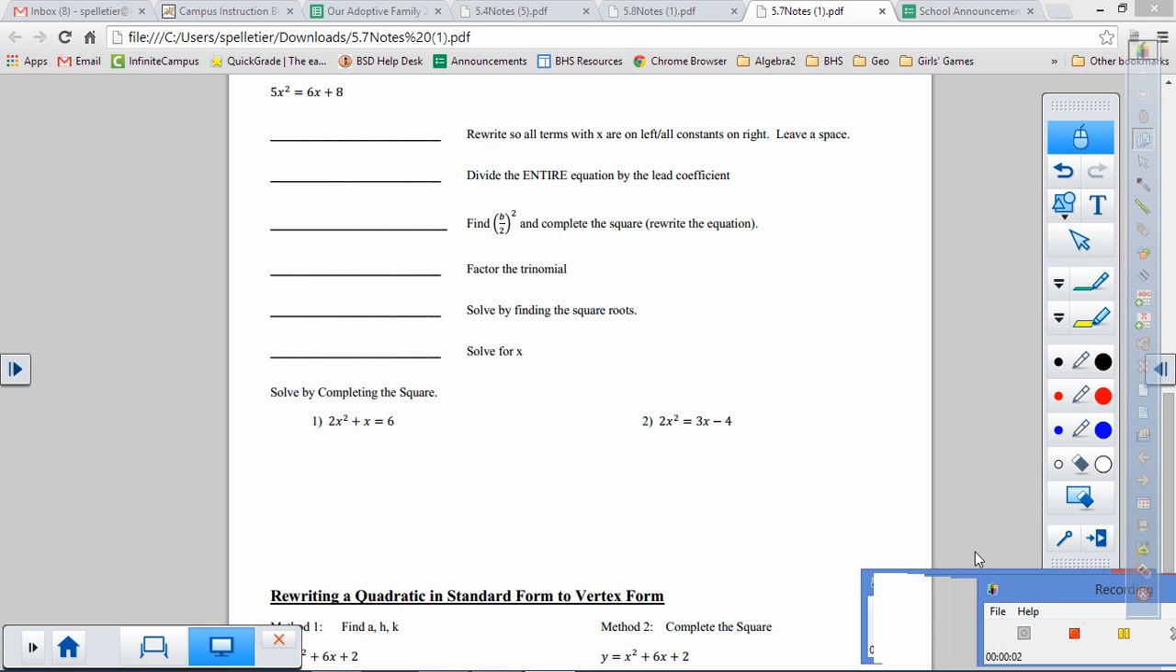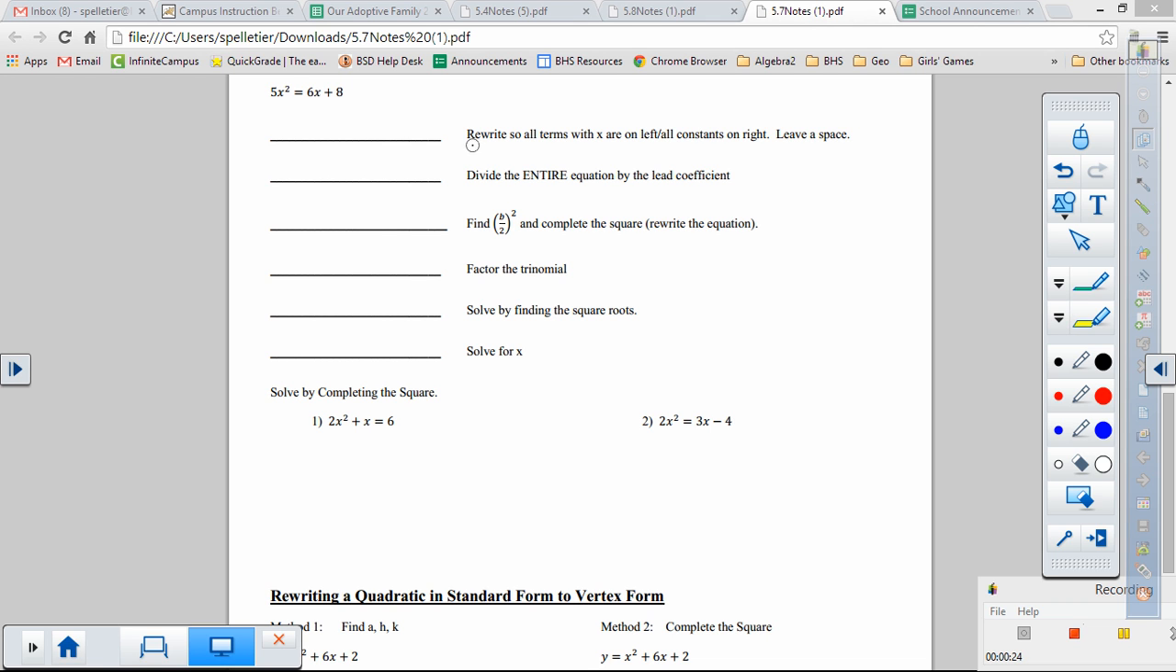Okay, so now we're going to talk about completing the square. What do you do when your a term is greater than 1? We were just recently completing the square on quadratics that were perfect square trinomials that had a coefficient of 1. Now a is not 1, it's 5. So how do you handle this?